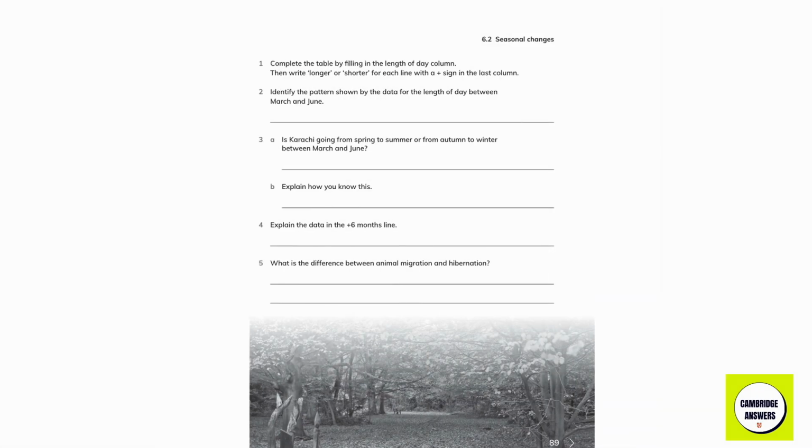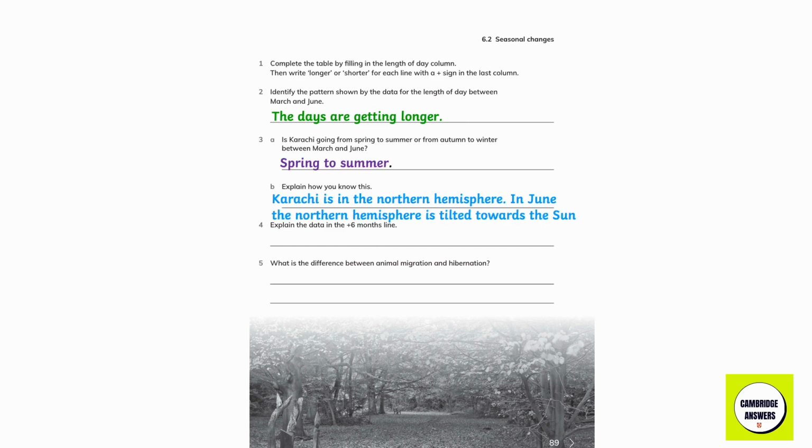Question number 2. Identify the pattern shown by the data for the length of day between March and June. The days are getting longer. Is Karachi going from spring to summer or from autumn to winter between March and June? Spring to summer. Explain how you know this. Karachi is in the northern hemisphere. In June, the northern hemisphere is tilted towards the sun. Explain the data in the plus 6 months line. This will be September. Karachi will be having autumn and day and night will be similar in length.